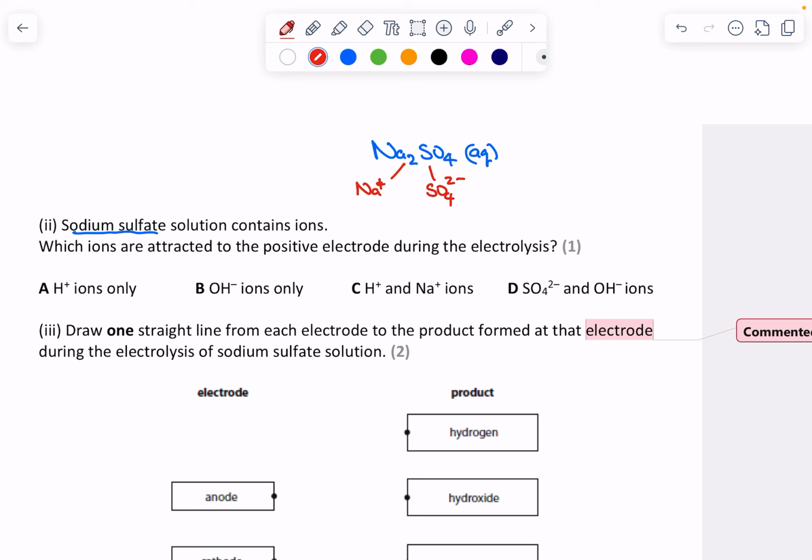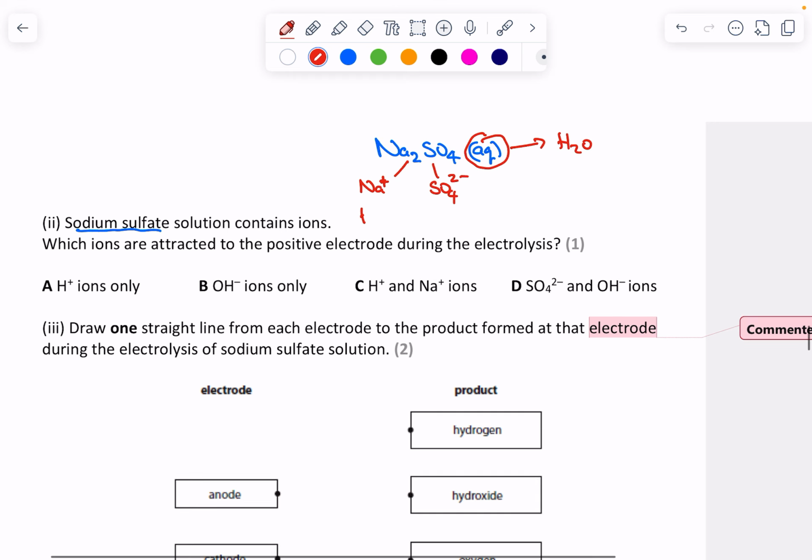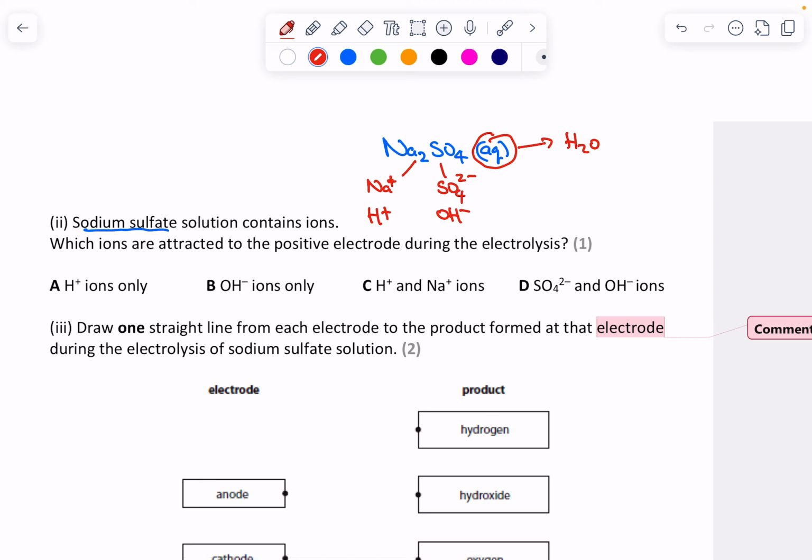Remember that this aqueous means it's dissolved in water. And if it's dissolved in water, we get H plus ions and OH minus ions. So the question says, which ions are attracted to the positive electrode? Well, to the positive electrode, we get the negative ions. So these are the negative ions. So hopefully one of the answers here is the sulfate ions and the hydroxide ions, and that is option D.